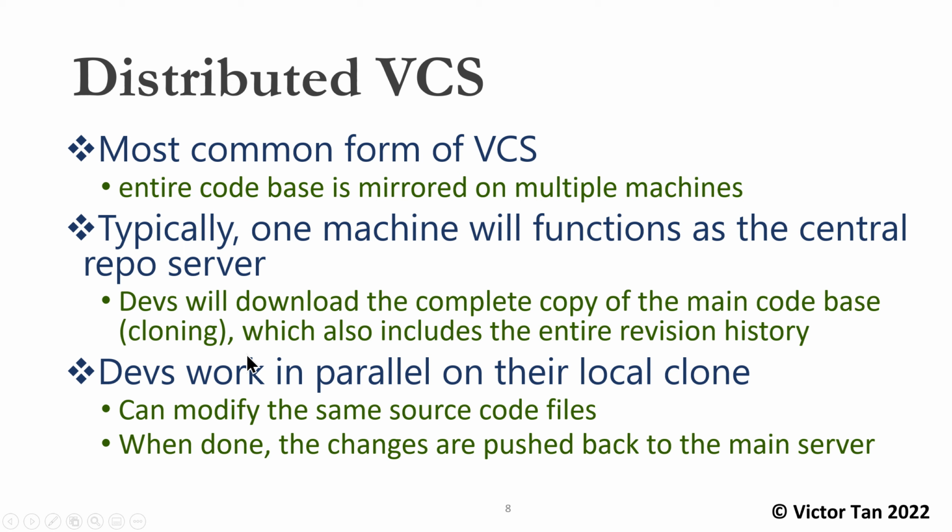Now, the most common form of VCS is a distributed VCS, where the entire code base is actually mirrored on multiple machines. So you don't actually have a main server, you have more of a P2P architecture, where the code base is going to be available on multiple machines, where one of the machines will function as the central repository server, and then the developers will download the complete copy of the main code base from there. Okay, this is known as cloning, and this copy will also include the entire revision history of the code base. Then the developers will work in parallel in their local clone.